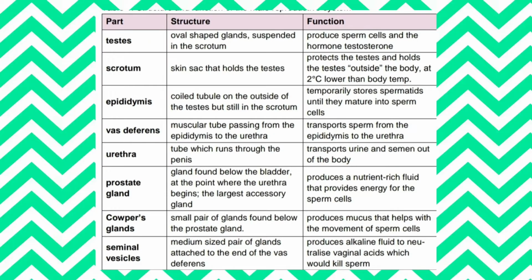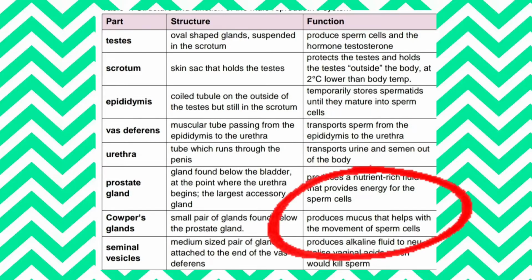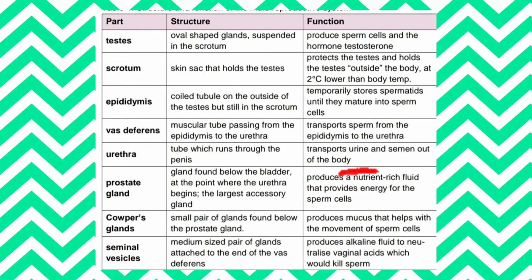As the table shows, each structure has its own purpose and function. We can see that the testes produce the sperm cells as well as the hormone testosterone. The scrotum is the site where the testes are held and are kept outside the body at a temperature 2 degrees lower than the body temperature. We can see that the ducts and the tubules have various storage and transportation purposes for the sperm cells as well as other bodily fluids. And the glands produce different fluids and mucus to protect the sperm cells inside and outside the body.